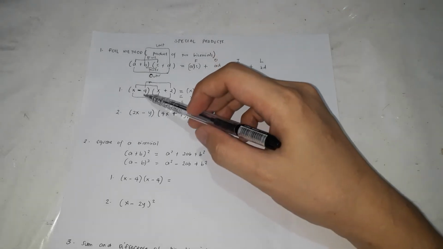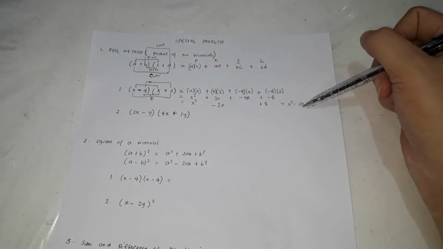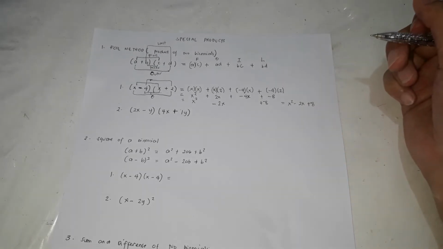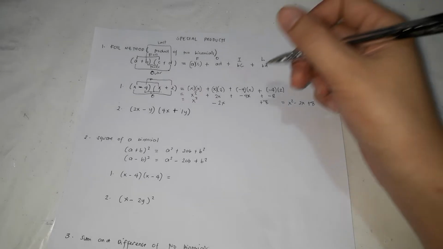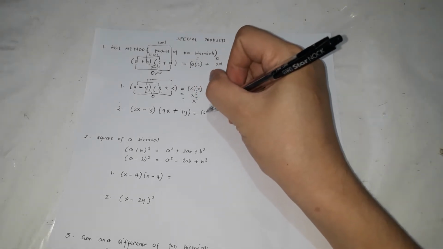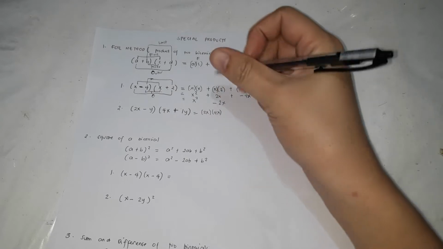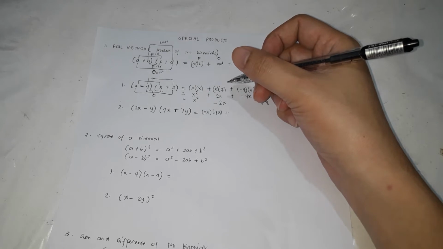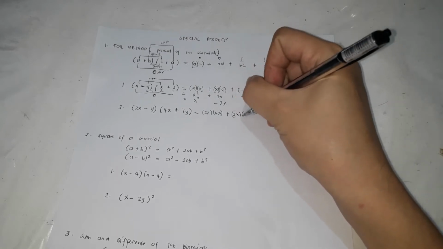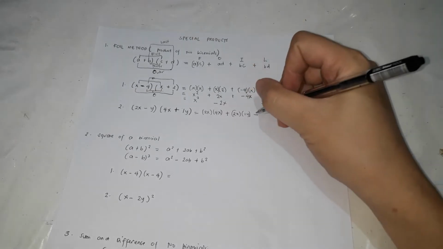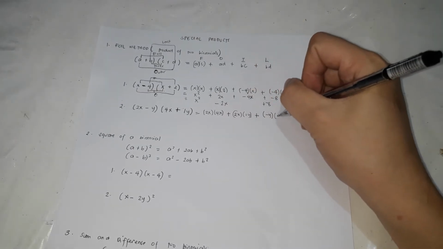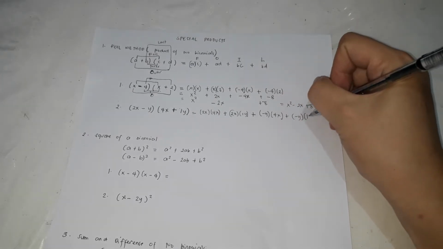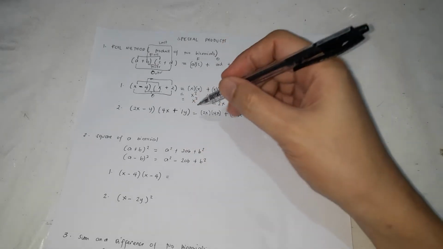So kapag i-times mo si x minus 4 at saka x plus 2, the answer is x squared minus 2x plus negative 8. So example number 2, 2x minus y times 4x plus 1y. So first are si 2x at saka si 4x. For our second example, outer is si 2x at saka si 1y. Inner is si negative y at saka si 4x. Last are negative y at saka si positive 1y.